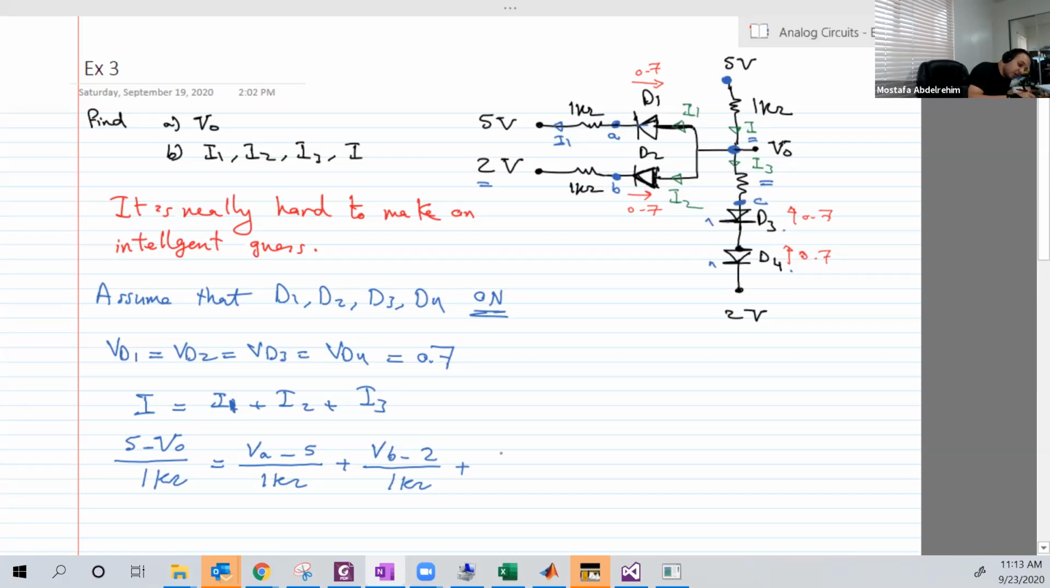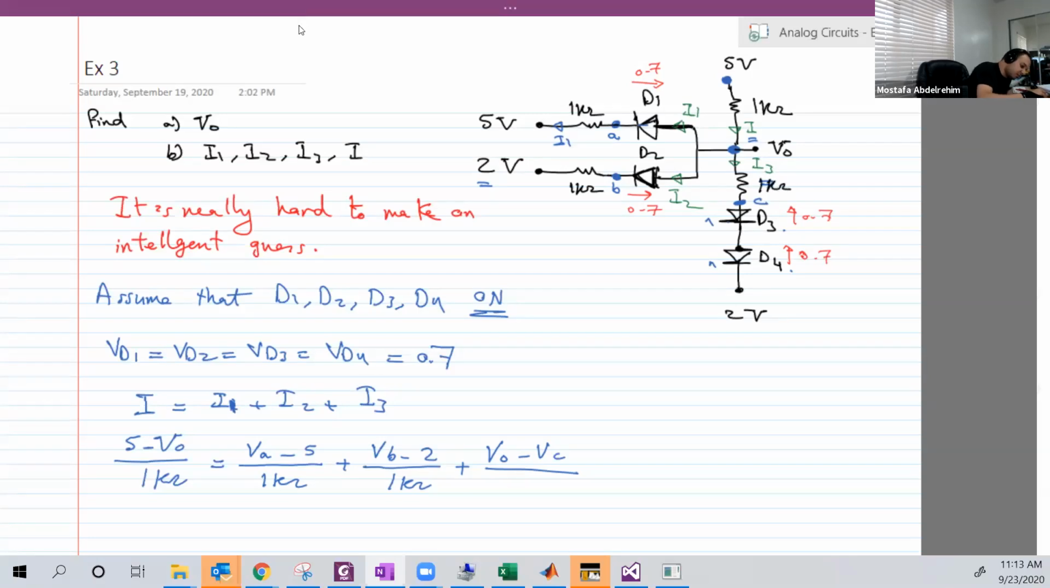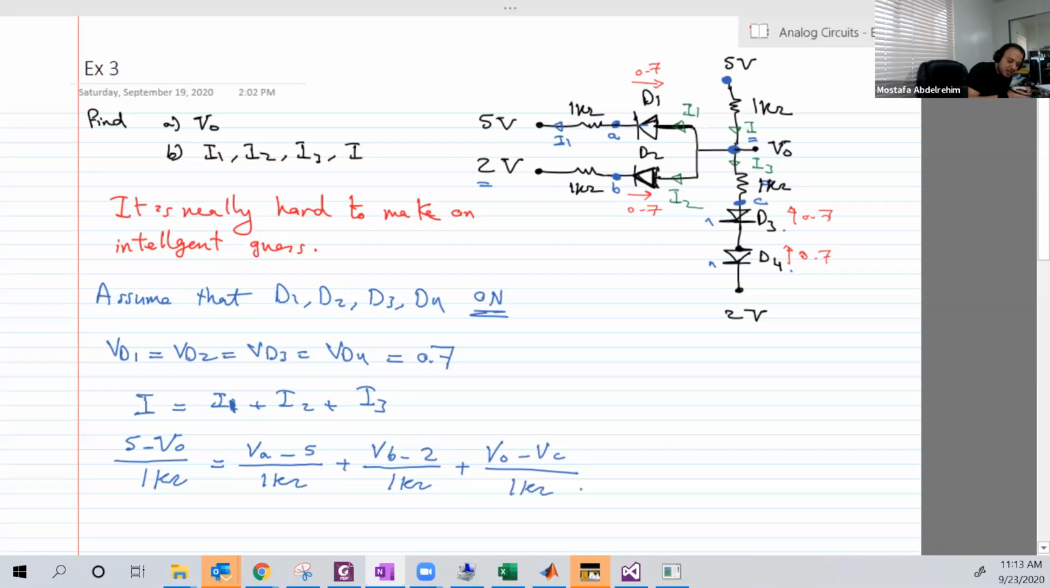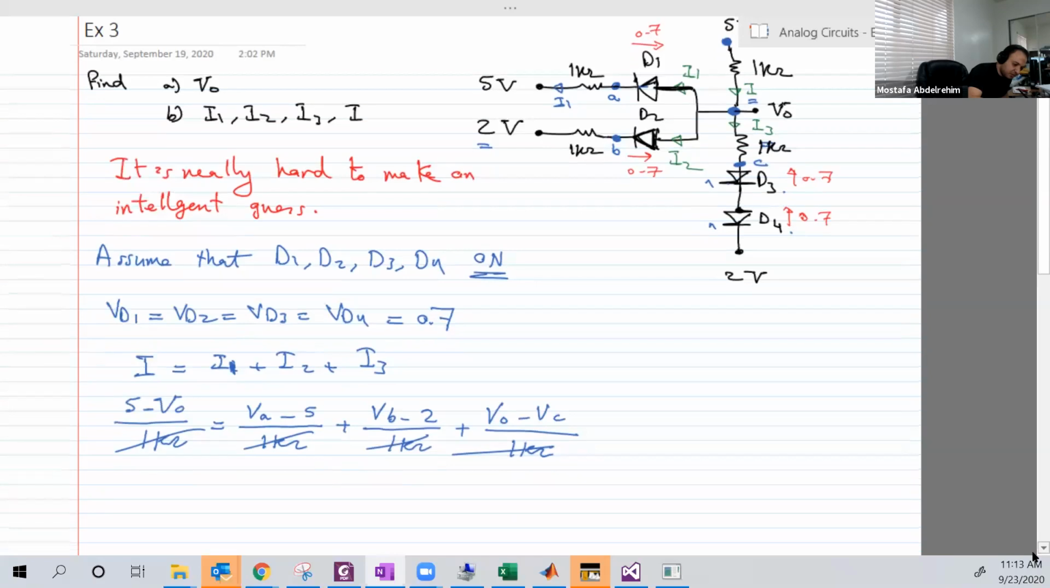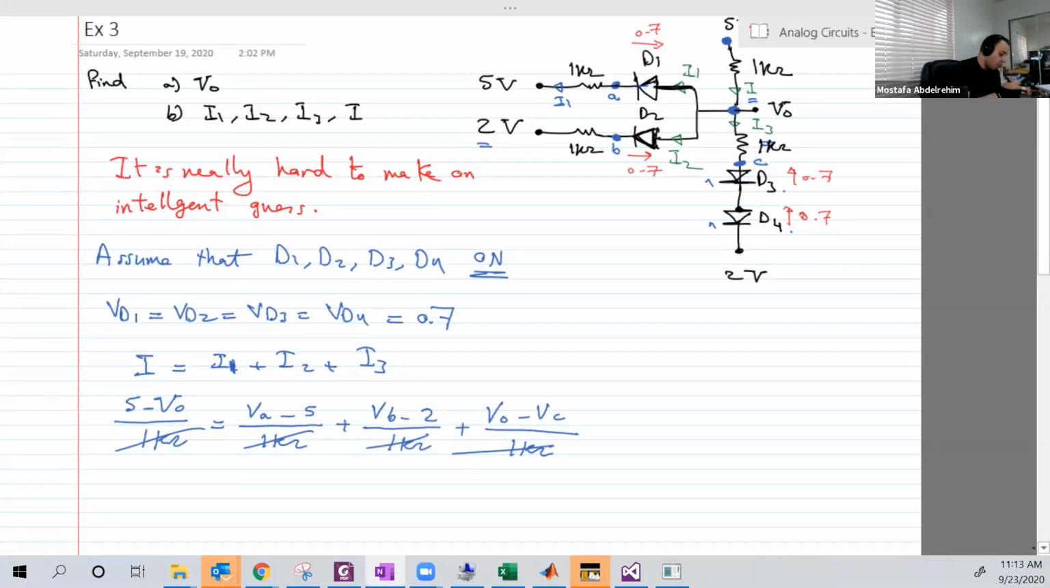It's equal to, so I3 is equal to VO minus VC over, this is again 1 kilo ohm, just for good. And this is 1 kilo ohm. Over again 1 kilo ohm. It's a good thing here that all these are equal, so we can just remove them by each other. Now, what is VA, what is VB, and what is VC?